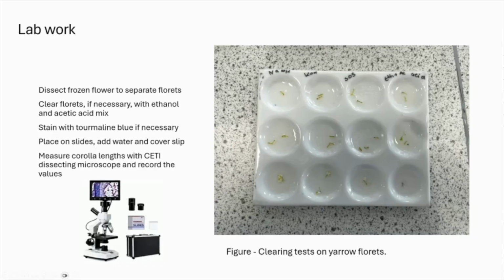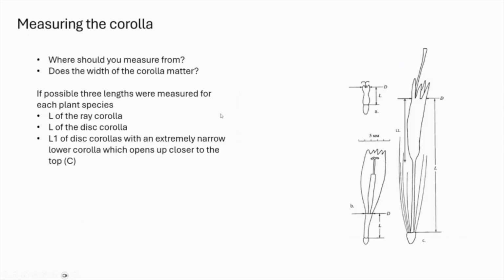Place them on a slide, cover slip them, and then we'd use this fancy machine. So it's a normal light dissecting microscope, but it's got an iPad attached to it, which is very fancy, and he had to fight for it. People were very jealous.